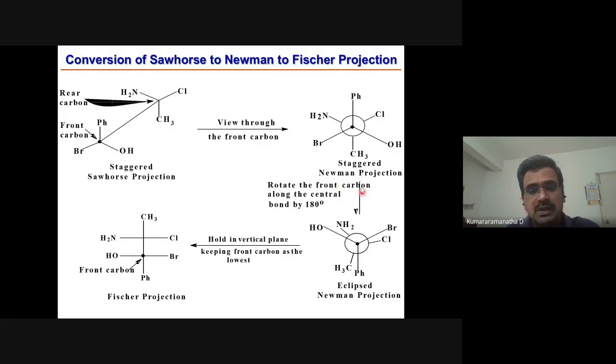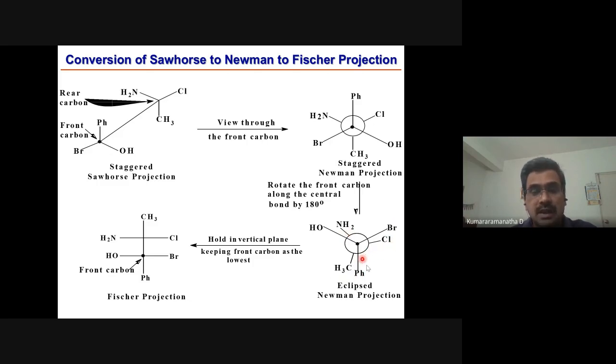Now you make sure that the front carbon is the dot. This carbon, you are turning by 180 degrees. Why are you doing this? To make a Fisher projection. So you make a 180 degree rotation, so that the phenyl group will be in the same position as that of the methyl group. Hydroxyl will be in the same position as amine, because you are literally turning it 180 degrees. So methyl, phenyl, hydroxyl, amine, and bromo and chloro groups.